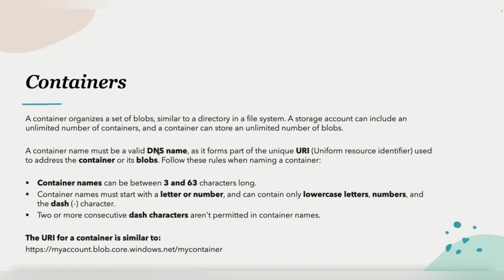That DNS name itself becomes part of a unique URI, which is defined as a Uniform Resource Identifier. This enables our containers to be addressed as a link to connect to that container or the blobs within the container. A few rules apply when naming our containers, such as the containers being required to be between 3 and 36 characters long. The containers must start with letters or numbers. They must be lowercase letters, numbers, or the dash character.